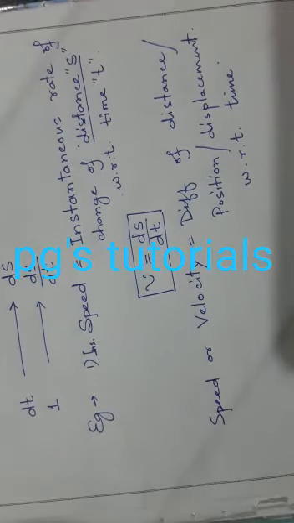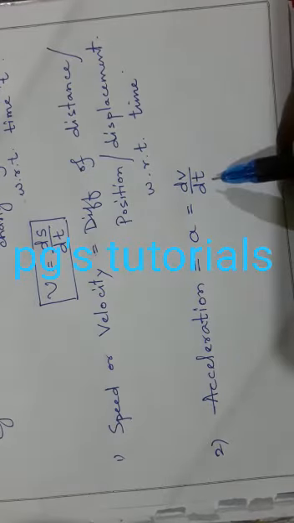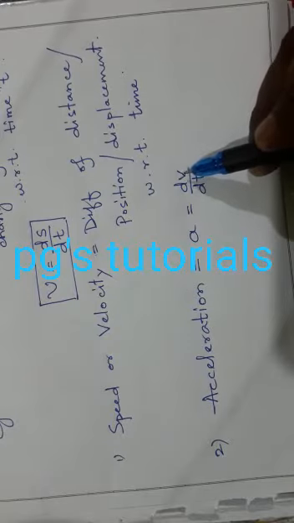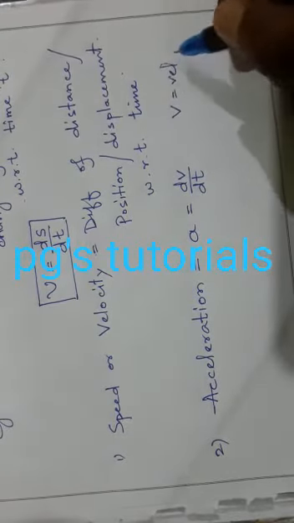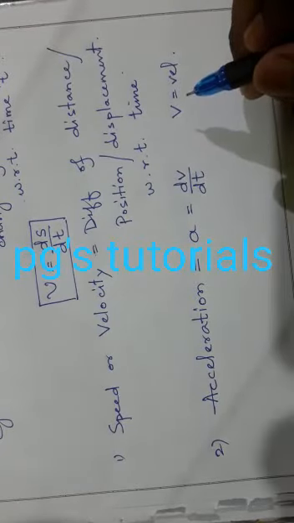There are some other examples also. What is acceleration? Acceleration is rate of change of velocity with respect to time. So we'll write like this: a equals to dv dt. Now what is dv dt? Differentiation of velocity with respect to time, or rate of change of velocity with respect to time. Here v is the velocity. Now we'll use this formula in numerical.